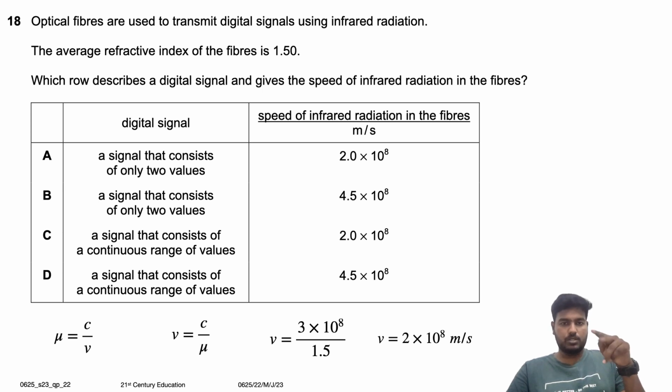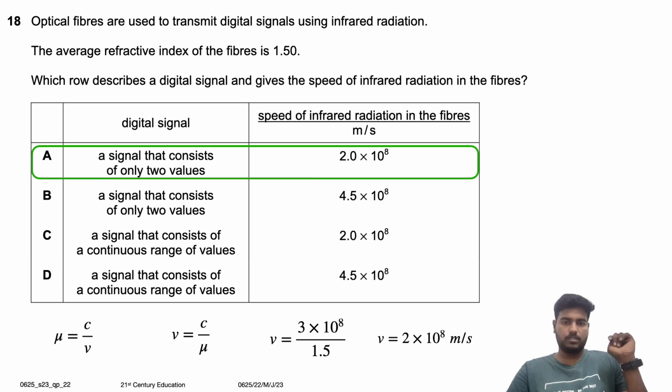So now we have two options with 2 into 10 power 8. A signal that consists of only two values, that's the definition of digital signal. An analog signal will have a continuous value. So A, 2 into 10 power 8.